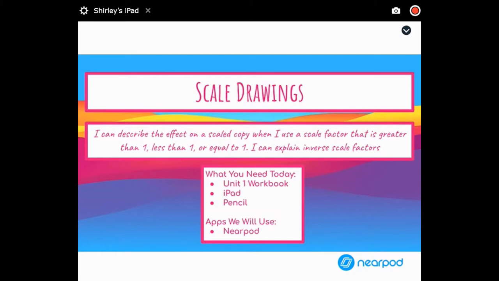On Friday, you completed that rubber duck task that kind of introduced you to scale drawings, asked you what they were, asked you some goofy questions. And today we're really going to dive into figuring out what they are.